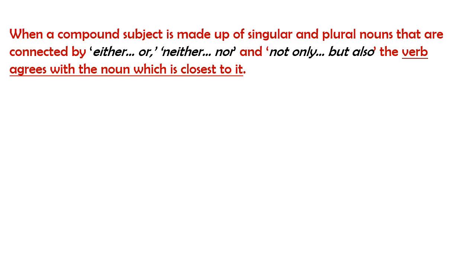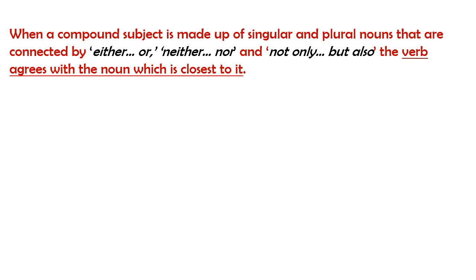See children, either or means this or that. If I say either you or your friends have broken the toy, then I mean one of you has done it. Neither nor means not this, not that. So when I say neither you nor your friends have broken the toy, then I mean that both of you did not do it. Not only but also means both. Not only you but also your friends have broken the toy means both you and your friends have done it.